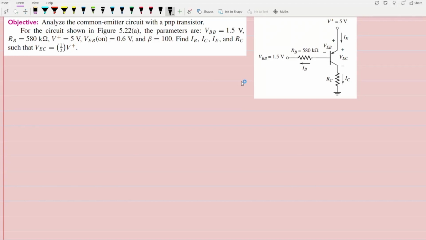On the right-hand side, we have a common emitter circuit with a PNP transistor. We want to find IB. This is IB over there. To do this, we're going to use this equation.